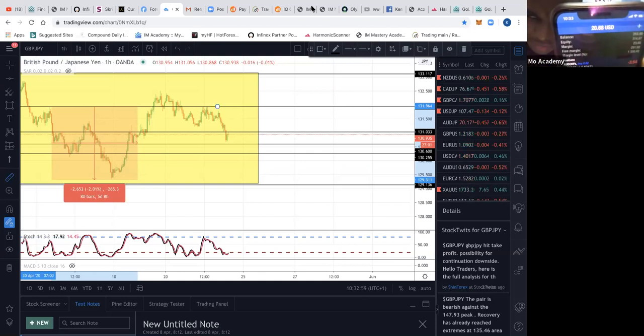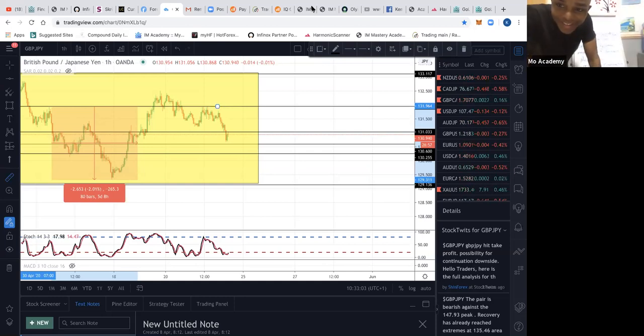What is it? That's some good money, right? Small leverage. See what small leverage can do. Small leverage, 0.02.